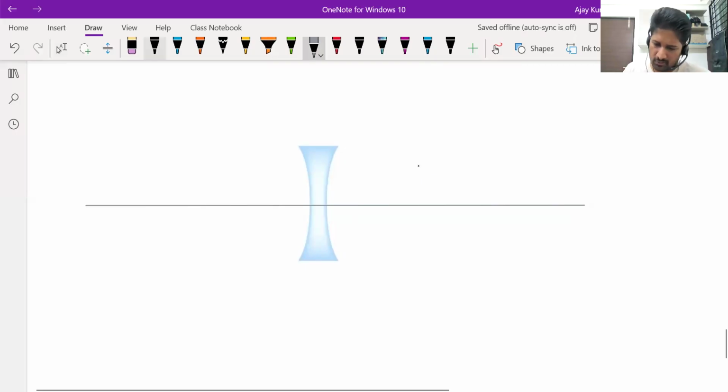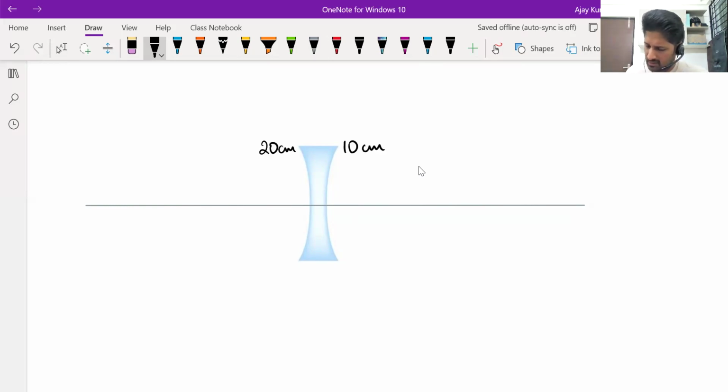So it's concave on both sides, as you can see. Let's say this radius is 20 centimeters and the other side radius of curvature is 10 centimeters. This time, assume the refractive index outside the lens is higher. Let's take it as 2. Outside the lens, the refractive index is 2. Inside, it is 3/2. Derive its focal length.